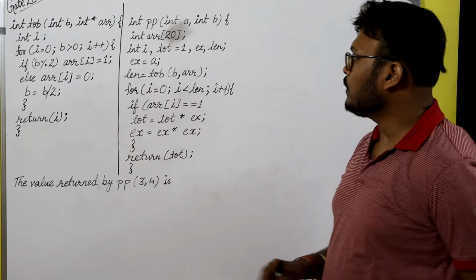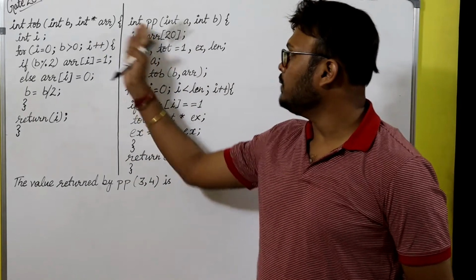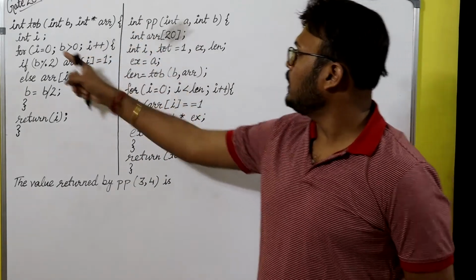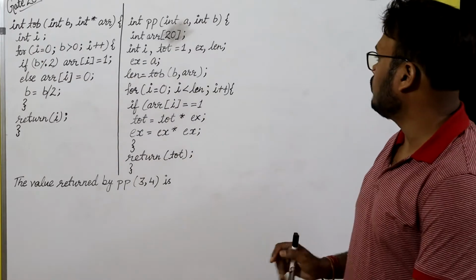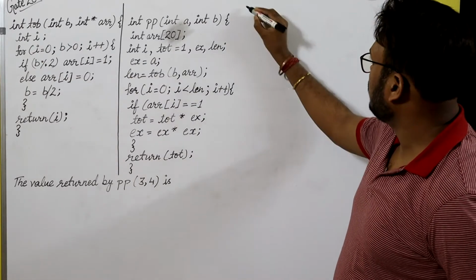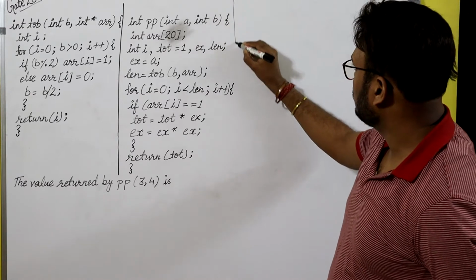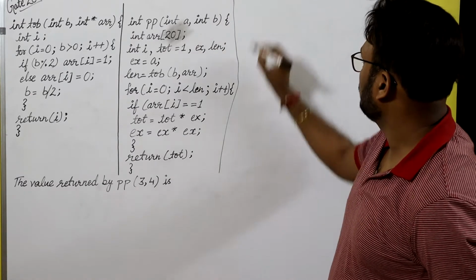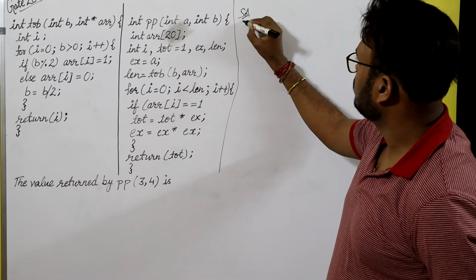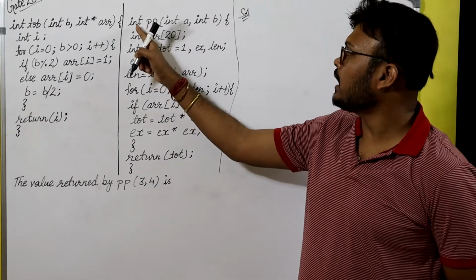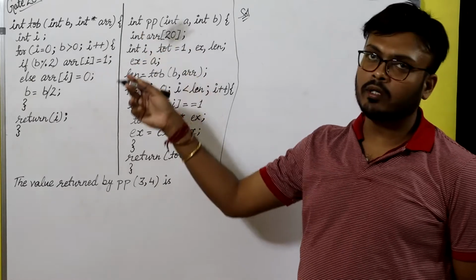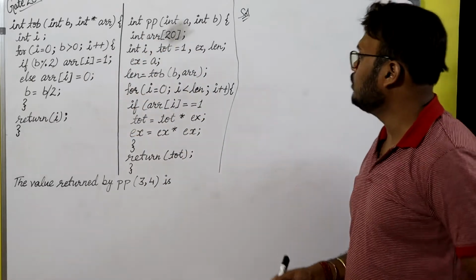So here you can see that two functions have been defined, PP and TOB. So let's solve it. Let's start from the function PP. Its return type is integer, which means it will return an integer value.